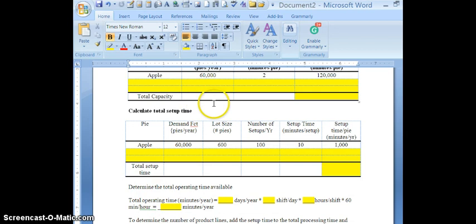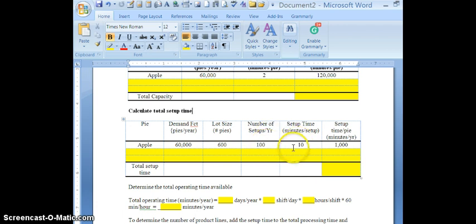Once we've figured out total processing time, then we need to figure out our total setup time. Again, we want to set up a little chart like this. They gave us apple pies. Our demand is 60,000 pies per year. It says our lot size is 600 pies per lot, which is our production lot. So if we take the 60,000 pies and divide it by the 600 lot size, we're going to have 100 setups during the year. That's a manual calculation; this column will have to calculate.